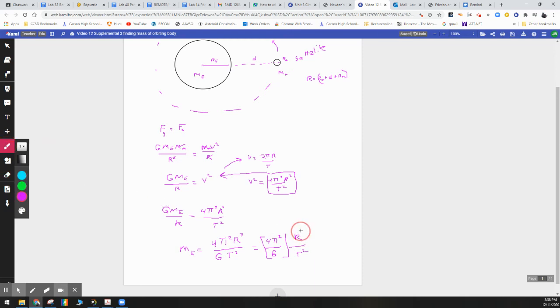This is r cubed over T squared. So this is how we find the mass of the Earth. It's 4 pi squared over G times r cubed over T squared. We have to know how far away it is and also the period. If we know this information, we can find the mass of the central object. All right, that will conclude video 3.